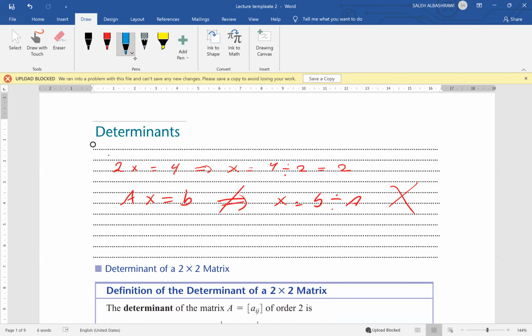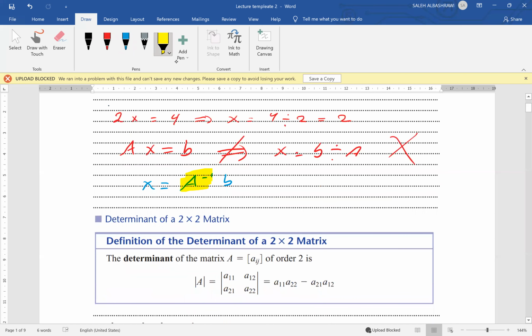Usually we say that x is equal to A inverse multiplied by b. So we are speaking about the inverse of a matrix, the multiplicative inverse. It is not division, it is multiplication by the inverse of the given matrix, if it has an inverse. So in this part, we are going to speak about the inverse of a matrix. But before that, we have to define the determinants, because we can find the inverse of the given matrix by finding its determinant. So let's start by defining the determinant.